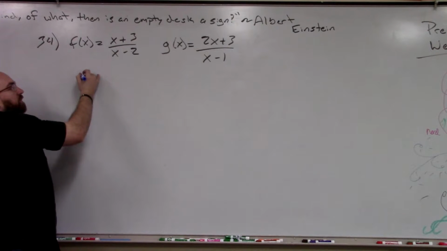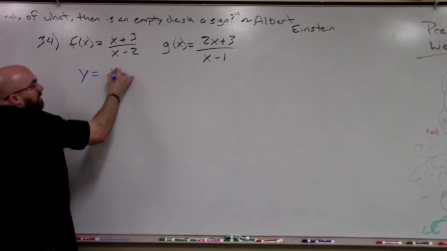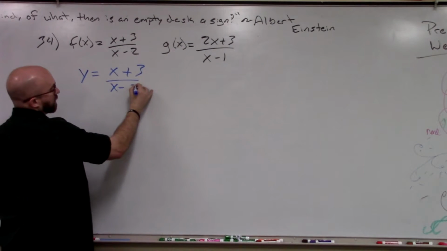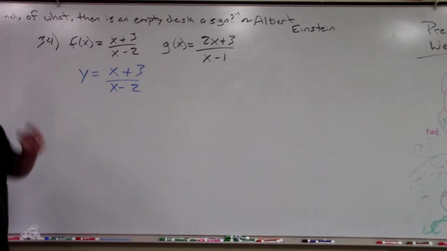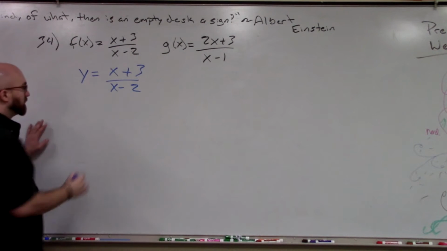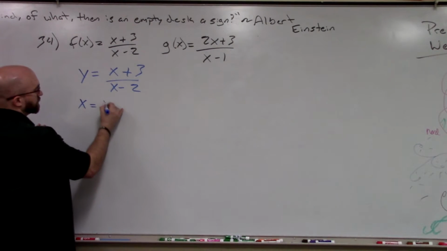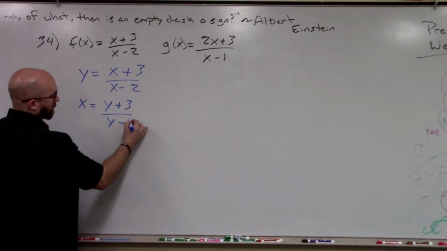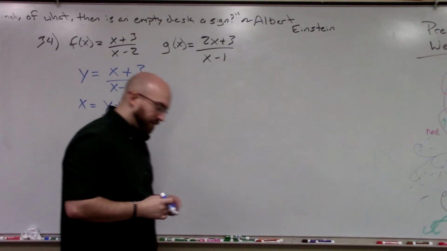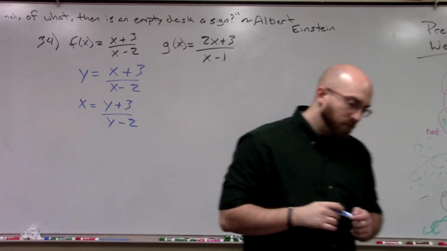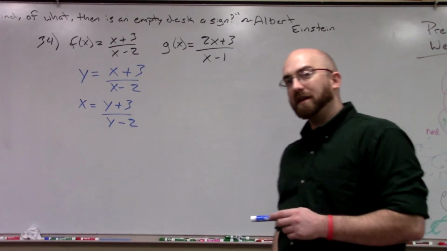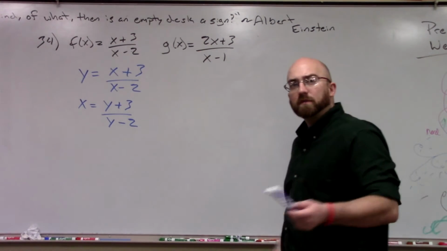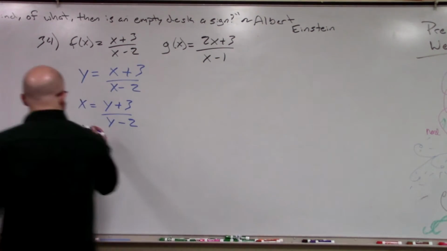So if we're going to do that, that means we're going to have it like this. Let's go ahead and substitute y for f of x, and switch our variables. So we get this. Now this problem is going to get more complicated before it gets simple, and that's where students kind of freak out. So what we need to do is multiply by y minus 2, so we get it on the other side.